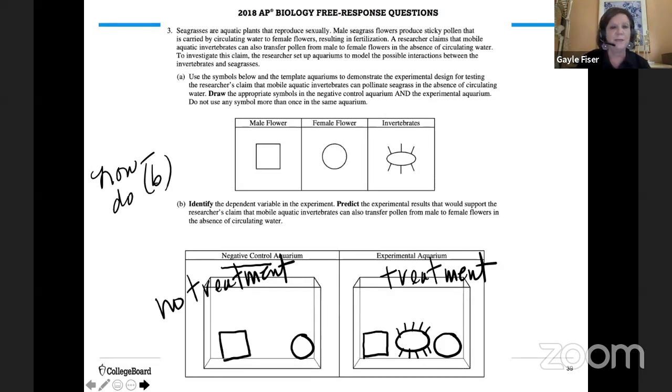All right, now let's do B. Identify the dependent variable in the experiment. Predict the experimental results that would support the researcher's claim that mobile aquatic invertebrates can also transfer pollen from male to female flowers in the absence of circulating water. So now that you've seen what the right answer for A is, what is the dependent variable, and predict what the outcome is going to be of this experiment to support the researcher's claim. I'll give you just a minute to do that.